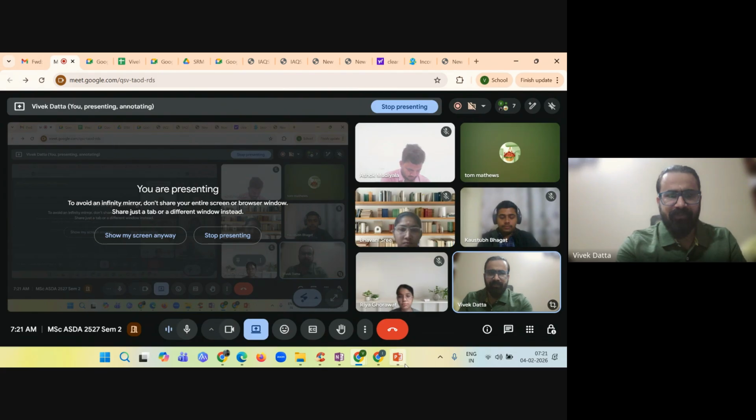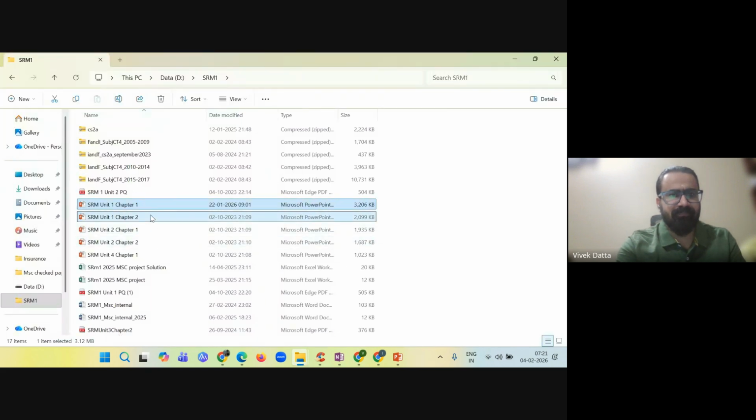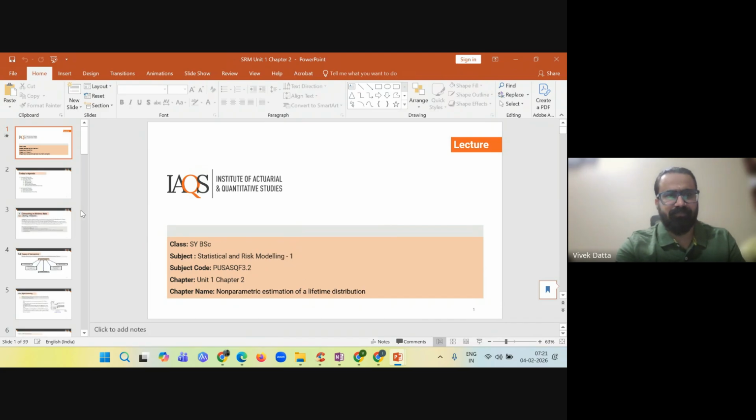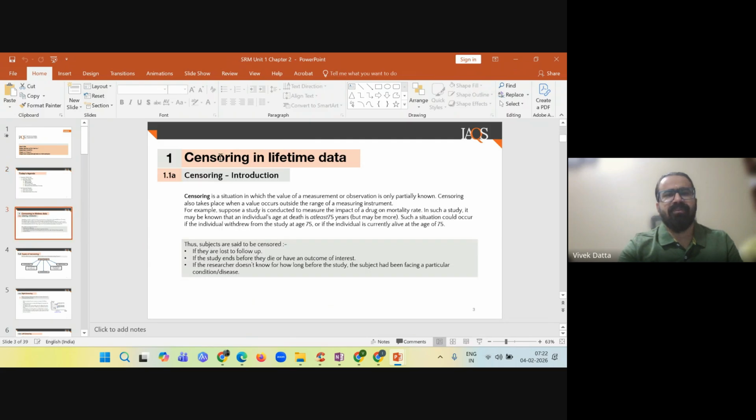Okay, so today we can start with the second chapter. What this chapter covers, it will talk about censoring. Here we have listed down 7 types of censoring. Plus it will talk about non-parametric estimations. So we'll focus on that now.